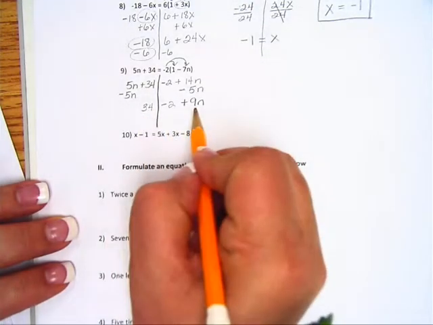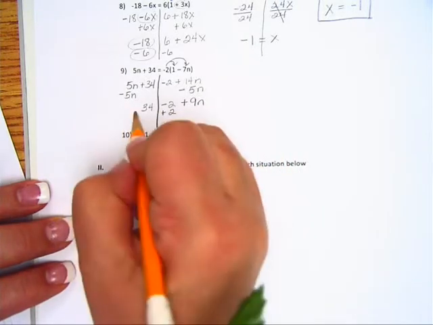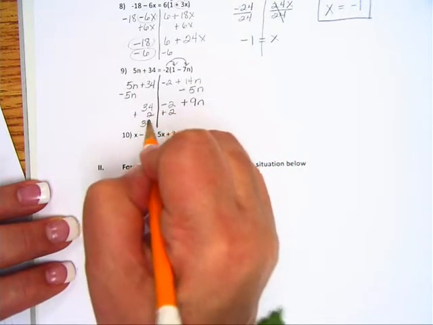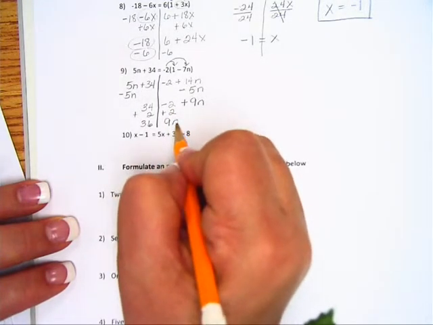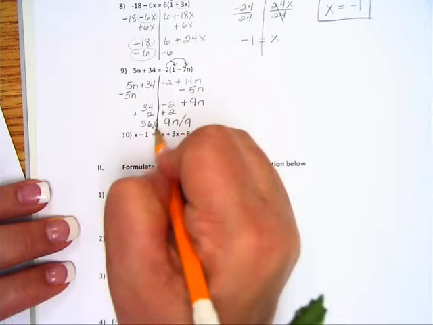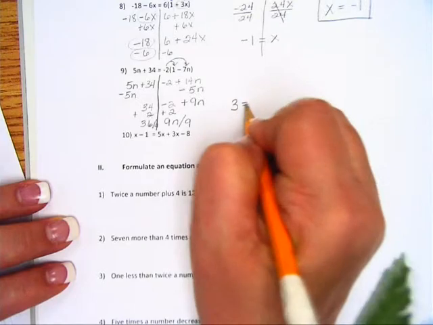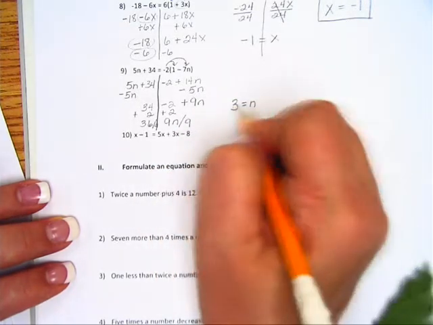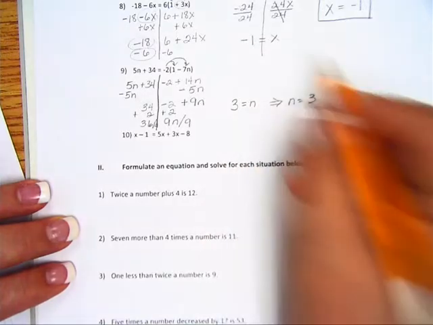Now it's a two-step equation. Addition and subtraction, got to move this 2, add 2, add 2. That gives me 36 on this side. And these go away, and I have 9n on the right. So when I divide by 9, what do I get? I get 3 equals n, or n equals 3.